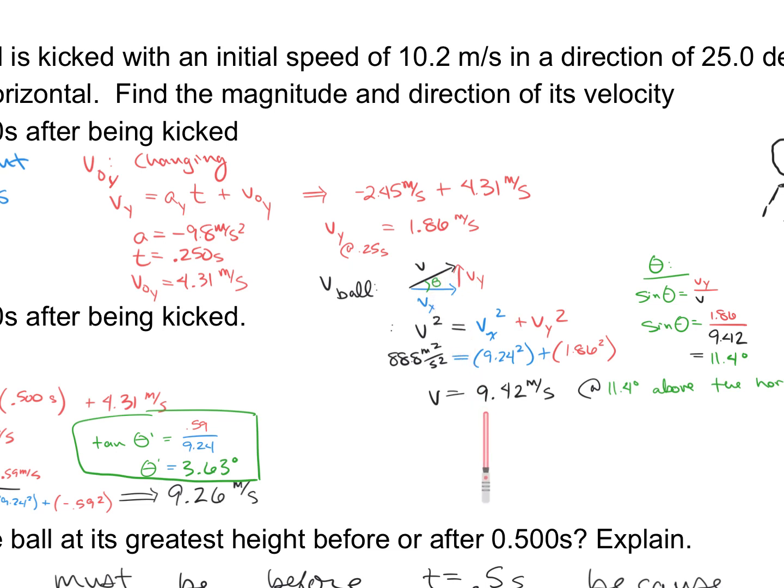So now that you know the final velocity, you could use any of the trig functions, but I decided to use the sine of this angle, which is the vertical component divided by the resultant velocity, to get an angle of 11.4 degrees. So to answer the final question, you would say that the velocity at 0.25 seconds is 9.42 meters per second at 11.4 degrees above the horizon.